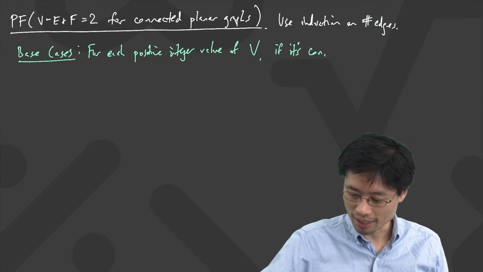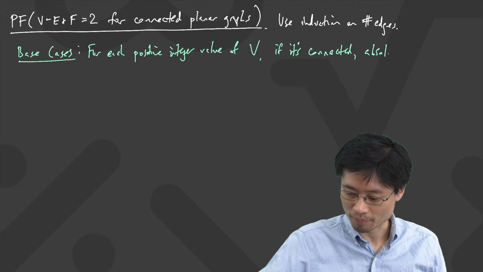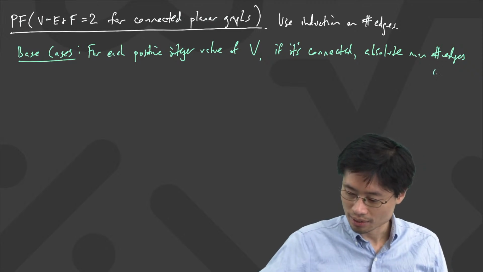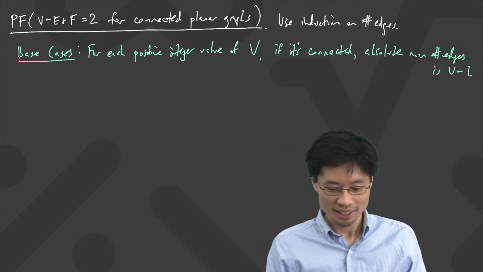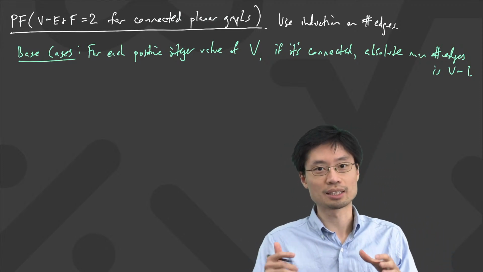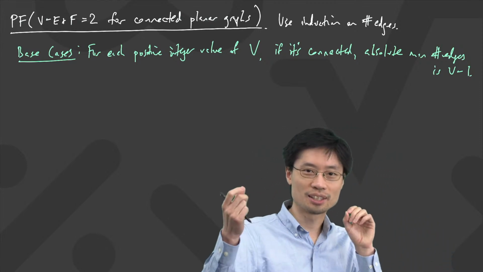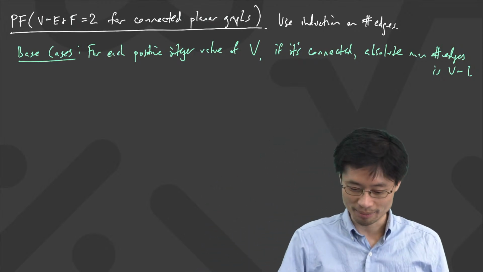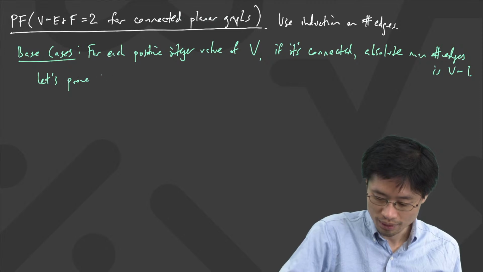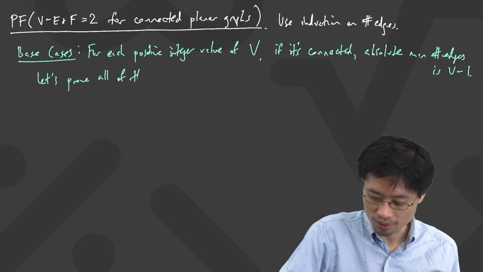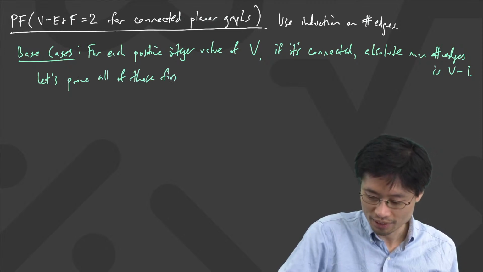Yeah, if it's connected, the absolute minimum number of edges is v minus 1. How about we just prove that one first? Okay, we're going to do that base case for every value of v, where e is exactly v minus 1. Let's prove all of those first.